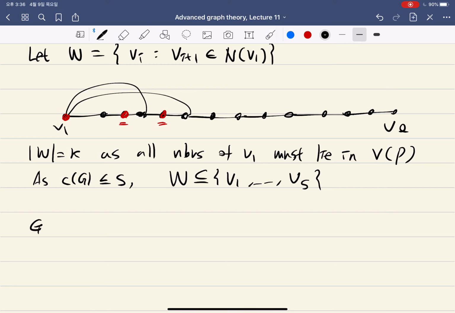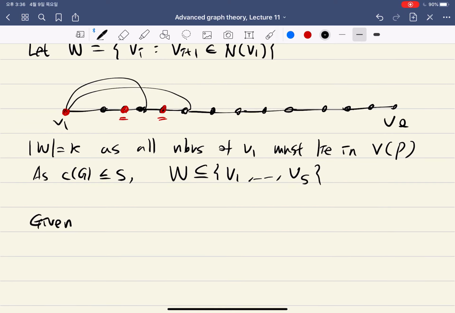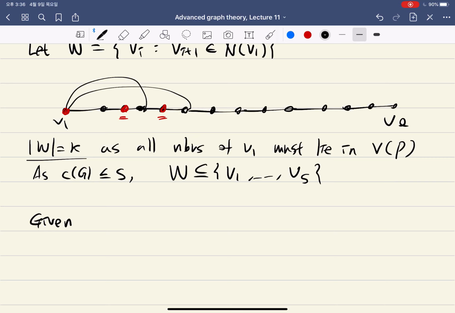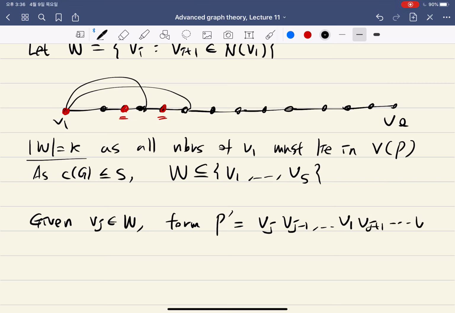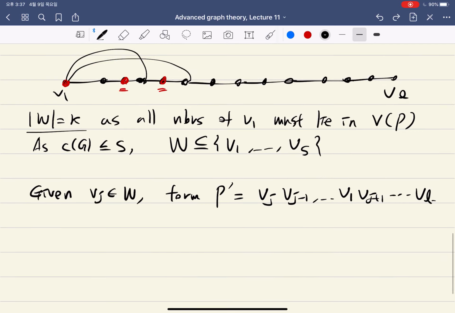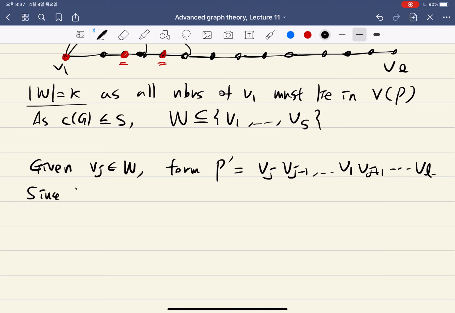So, as I mentioned before, now what we want to show is that the vertices in W do not have much degree. So given Bj in W, we can form, say, a path P prime, which starts with Bj, and Bj minus 1 until B1, and Bj plus 1 to Bl. So we can form this path. This is also a path having the same length as P. So this P prime is another longest path.